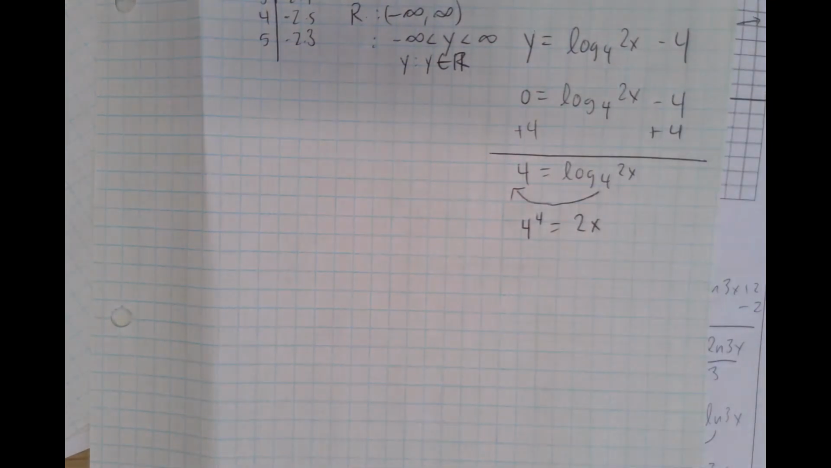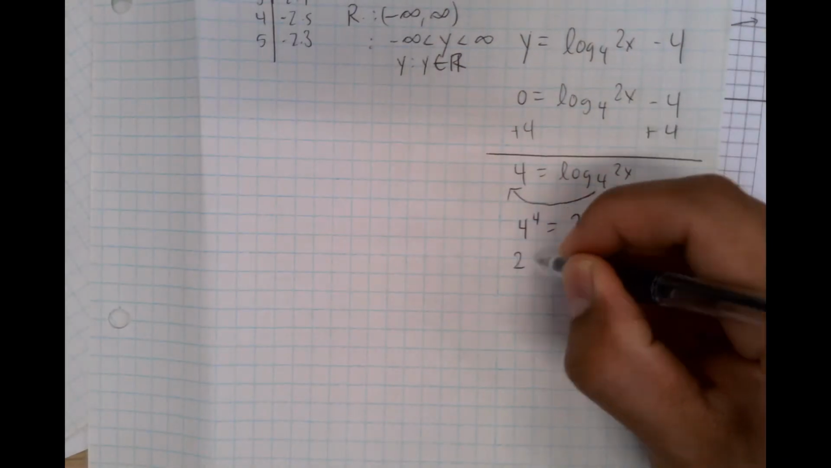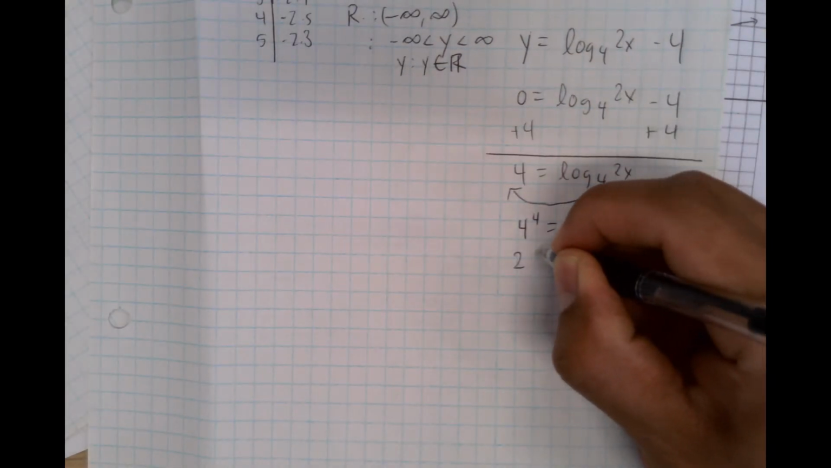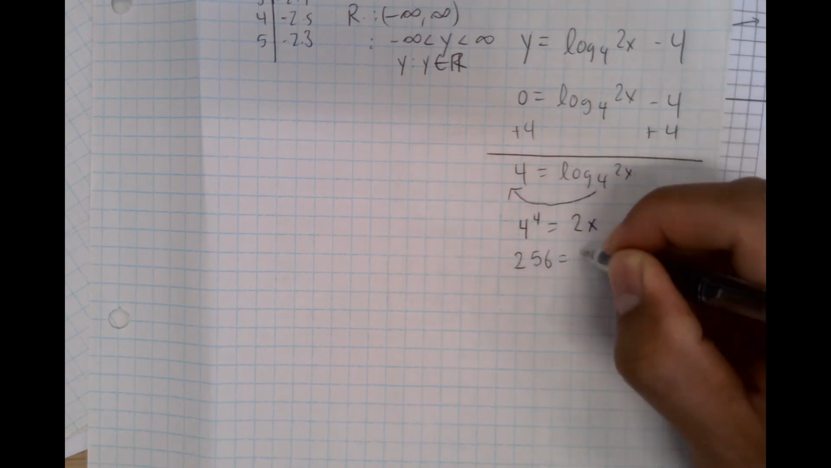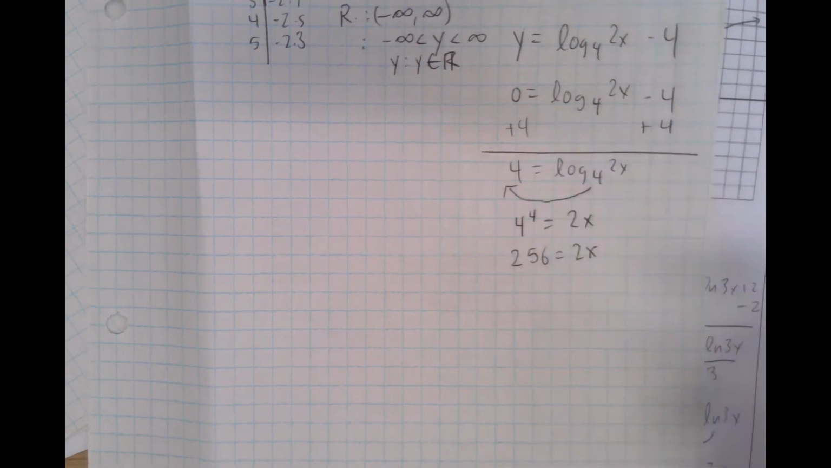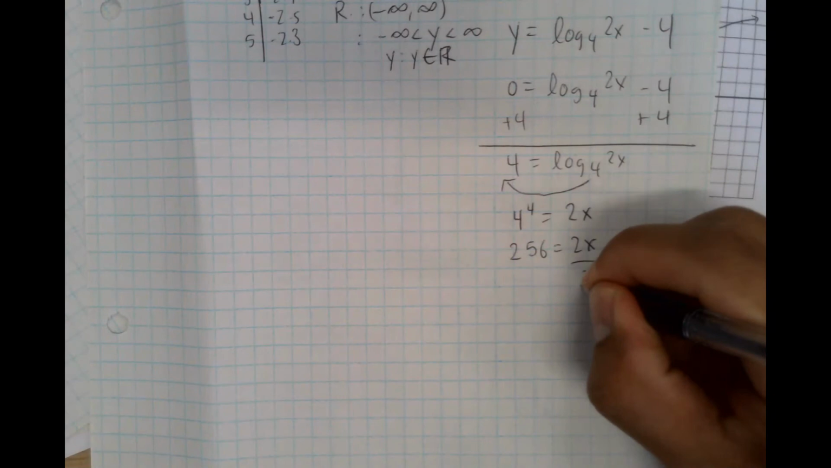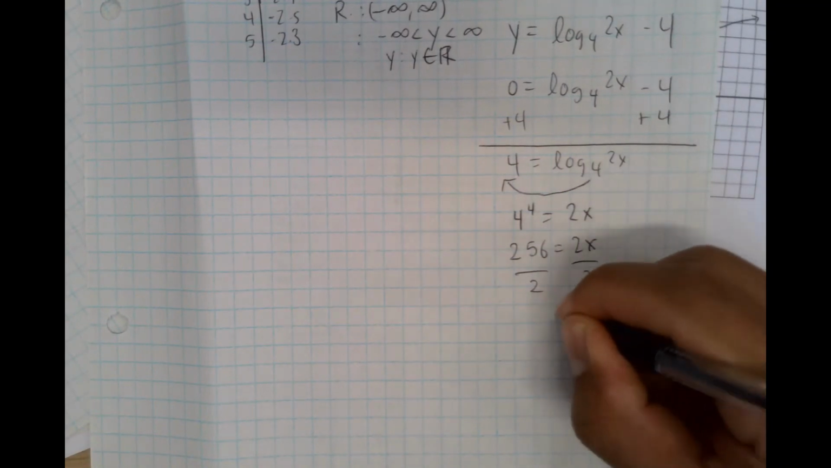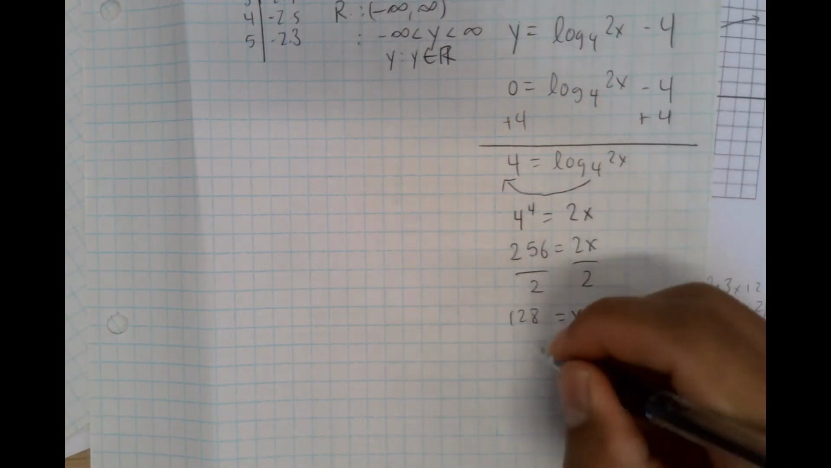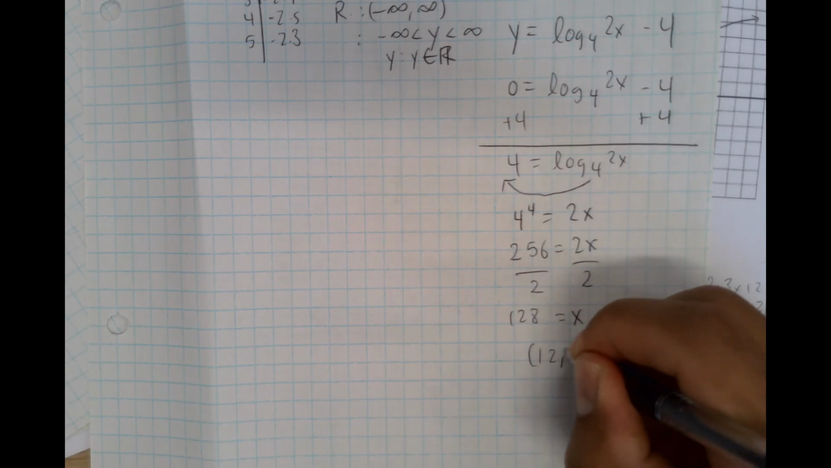And I will quickly calculate. 4 to the 4th power is equal to 4 times 4 times 4 times 4, which is equal to 256. And then we have 256 is equal to 2x. And then divide by 2, and we get x is equal to 128. So your x-intercept is 128, comma 0.